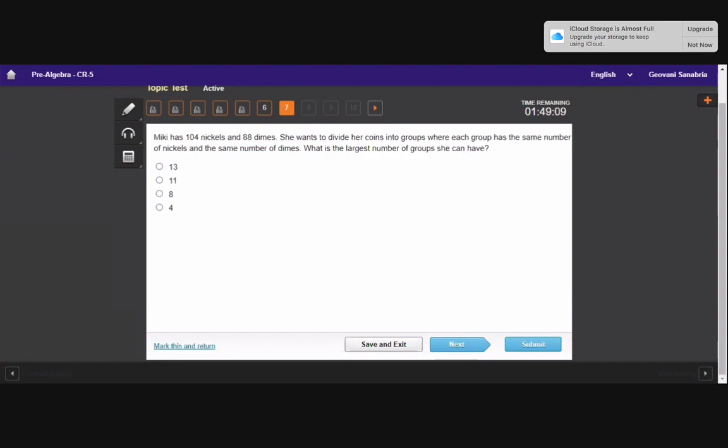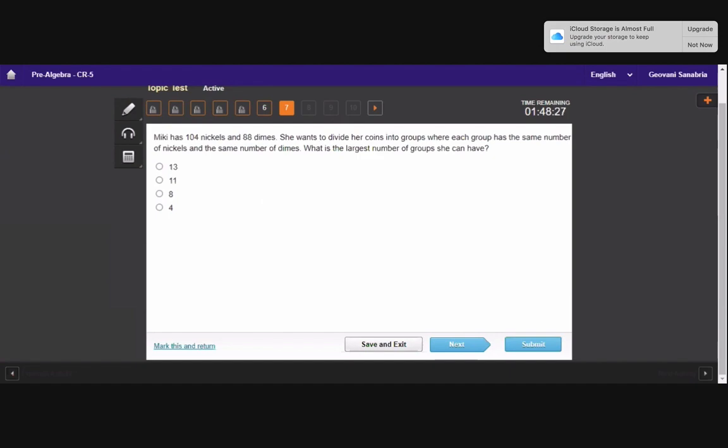I must be confusing you. No, I just think she wants to divide her coins into groups where each group has the same number of nickels and the same number of dimes, like all the groups. So if she had 11 groups total, that means she would have... Oh wait, did you do 104 divided by 11? Yeah. And you got a whole number? What'd you get? No, I got 9.45. So that means... What is the largest number of groups she can have?